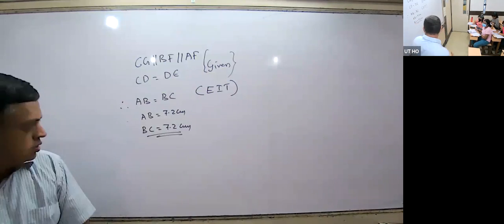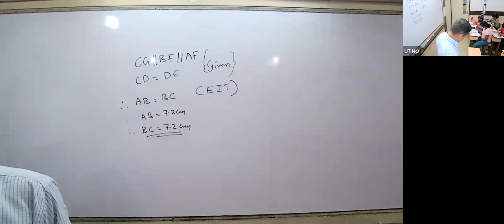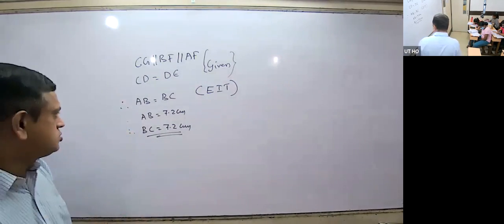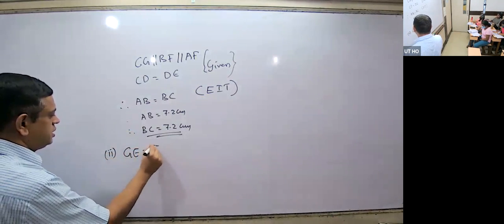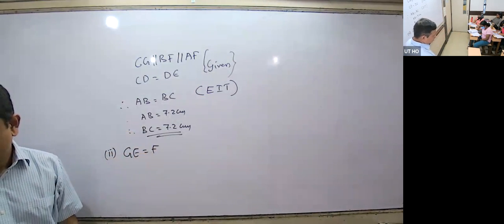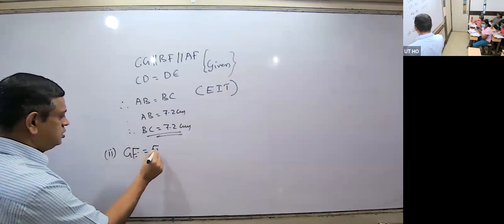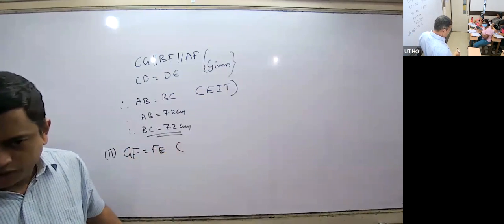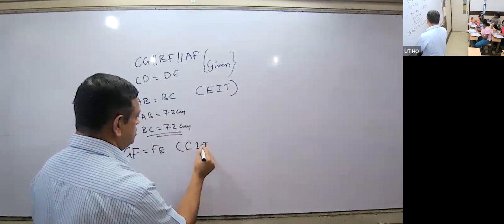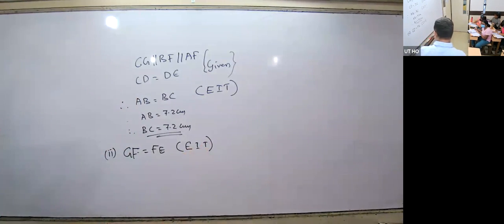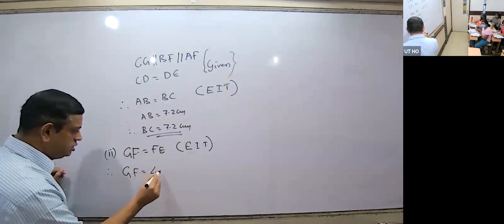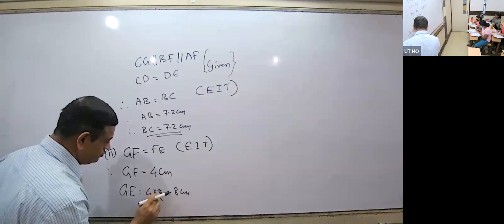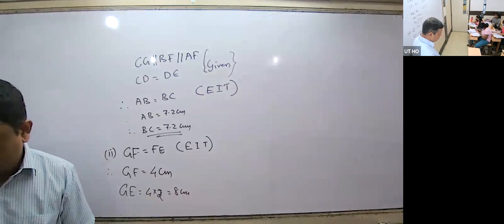Okay. Next one. Done? Yes. Second one. FE is equal to GE. Again, the second part: GE is equal to how much? GF is equal to FE now? Yes, GF is equal to FE. Therefore, equal intercept theorem. Now, what is given and what do you need to find out? FE is 4, therefore GF is equal to 4 centimeter. GE is how much? 4 into 2, 8 centimeter. Hope all of you followed. Yes. Okay, next.